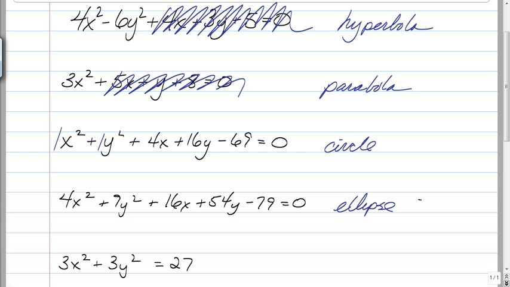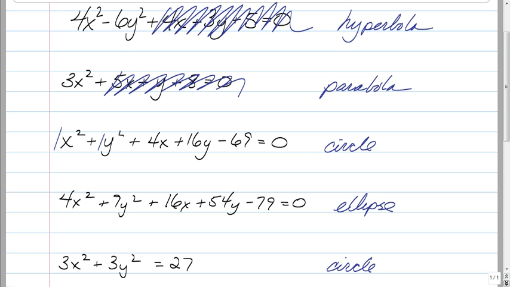So finally, the last one. What do you think it is? Looks a little funny. What's so funny about it? Well, it's a circle. The reason it's a circle is because you could factor a 3 out of every single one of those things. It would just be x squared plus y squared is equal to 9.